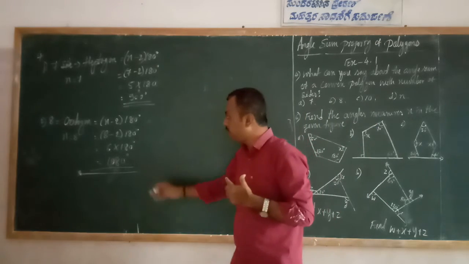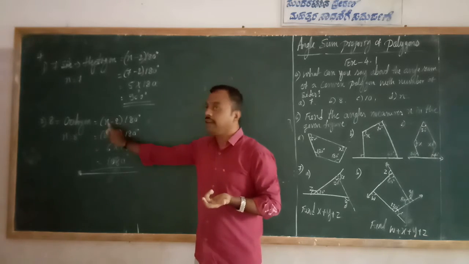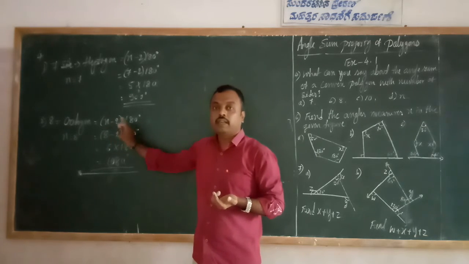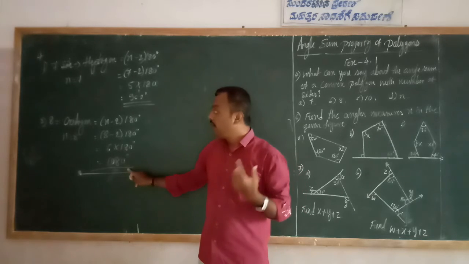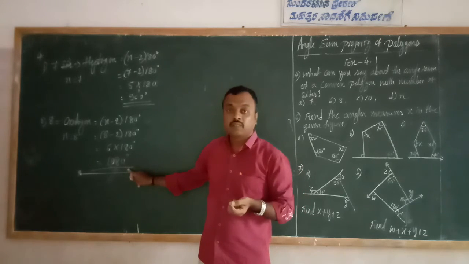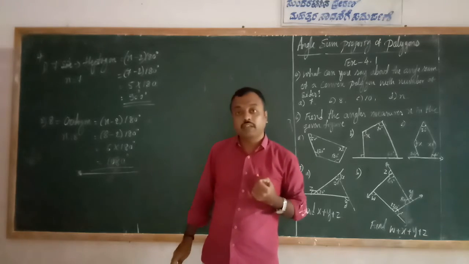n is equal to 10. 10 minus 2 is equal to 8. So 180 times 8 is 1440, which means 1440 degrees. So the angle sum of a decagon is equal to 1440 degrees.